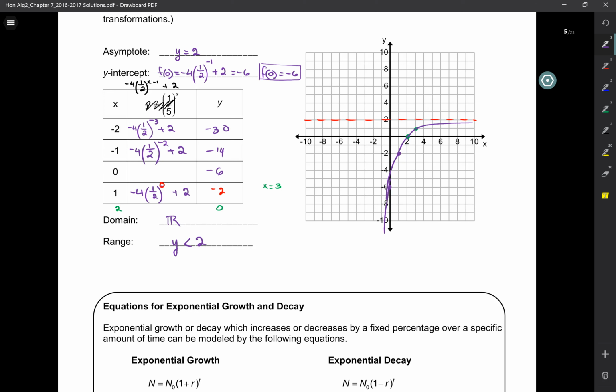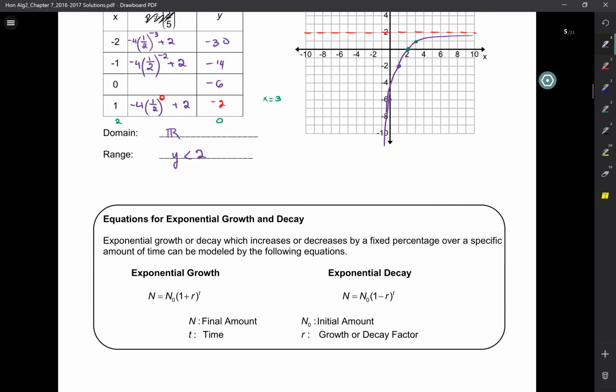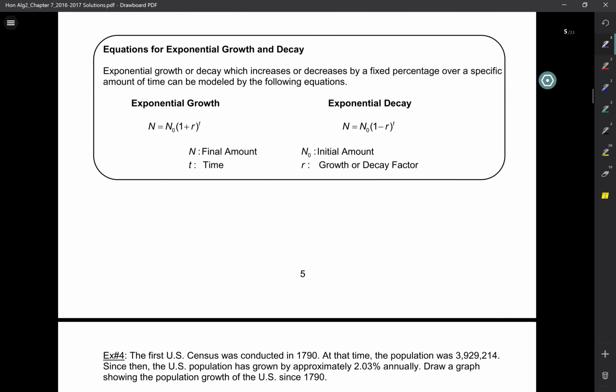Well, yes, because here you know that it's going down, right? And it's going to level off somewhere by the asymptote. Okay? All right, so equations for exponential growth and decay when it comes to problems.